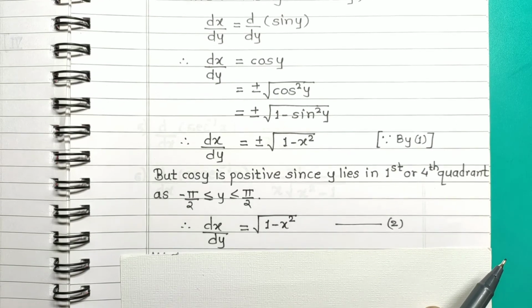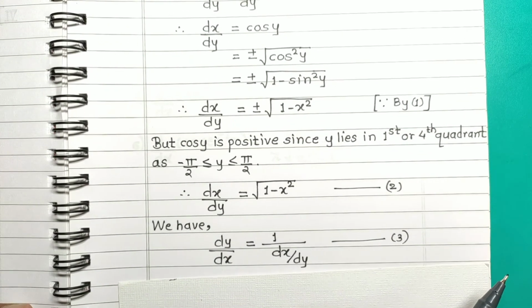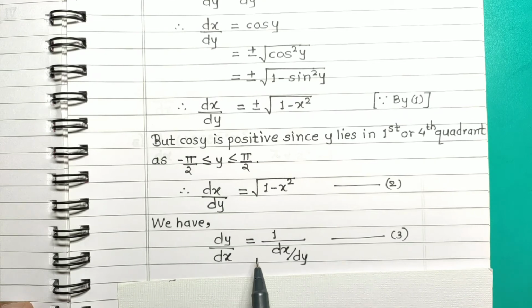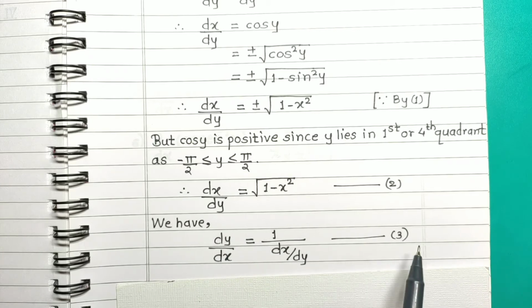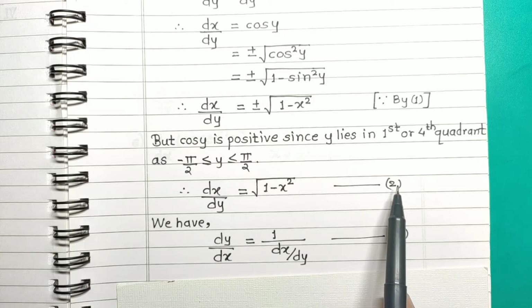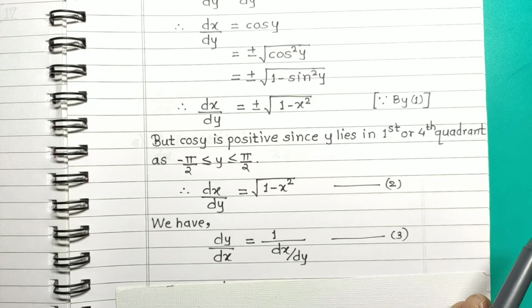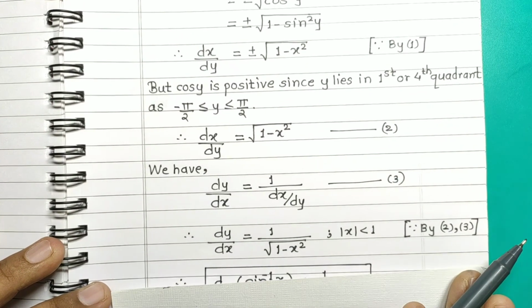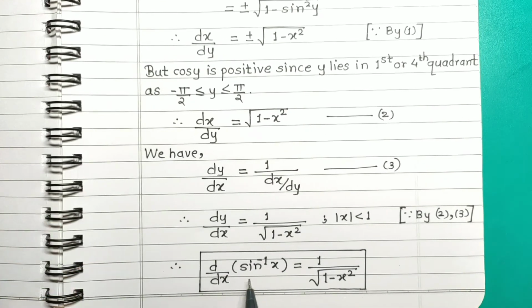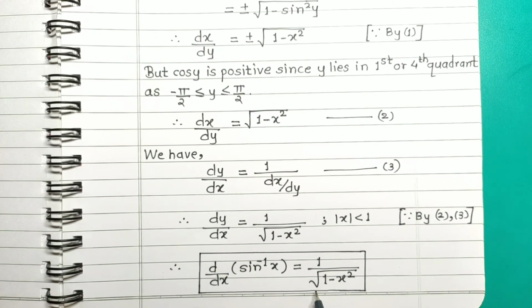Now, we know that the derivative dy by dx, we can write it as 1 upon dx by dy. For this concept of derivative of inverse function, you can find the link in the description. So, from equation 2 and 3, we have dy by dx is equal to 1 upon square root of 1 minus x square. So, here we get one result: derivative of sine inverse of x is 1 upon square root of 1 minus x square.